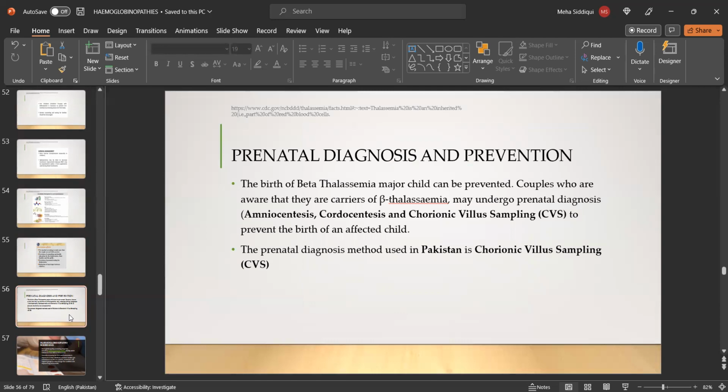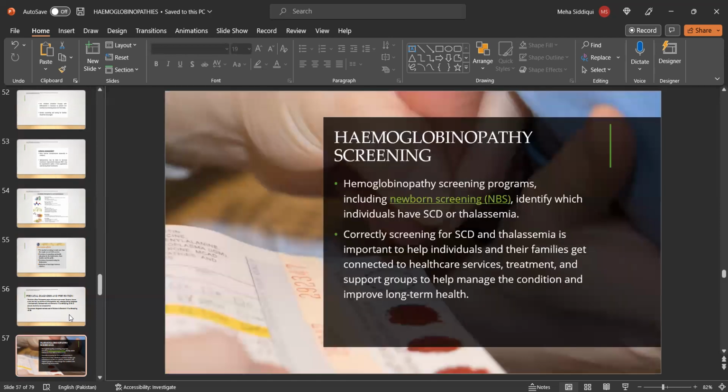Prenatal diagnosis and prevention. The birth of a beta thalassemia major child can be prevented. Couples who are aware they are carriers of beta thalassemia may undergo prenatal diagnosis like amniocentesis, cordocentesis, or chorionic villus sampling to prevent the birth of an affected child. The prenatal diagnosis method used in Pakistan is chorionic villus sampling.